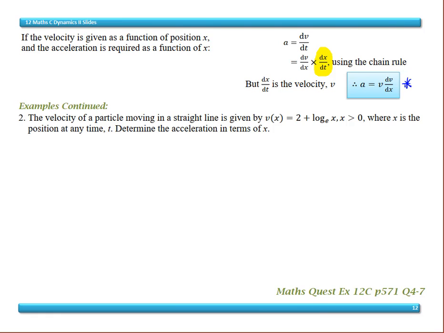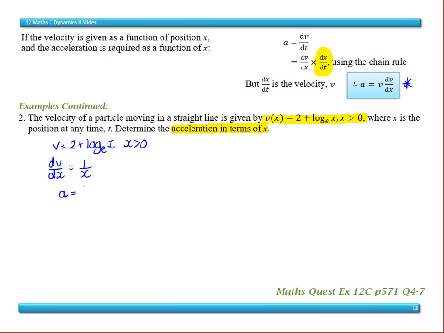So the example for this video, the velocity of a particle moving in a straight line is given by v of x equals 2 plus log e of x for x greater than 0, where x is the position at any time t. Determine the acceleration in terms of x. So v is equal to 2 plus the natural log of x, and that x is greater than 0. So that means our dv dx, if we differentiate, is going to be 1 over x.